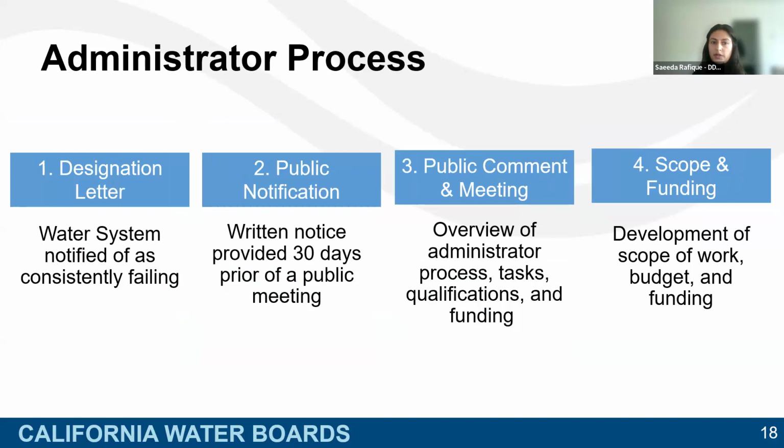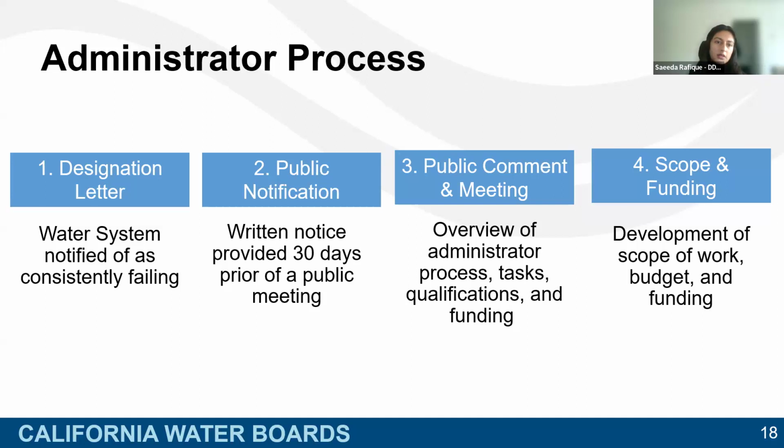Step two is public notification. The community is provided with a written notice of a public meeting to discuss the administrator appointment decision at approximately 30 days before the public meeting. And the potential administrator candidate shall be disclosed in this notice if they've already been identified.